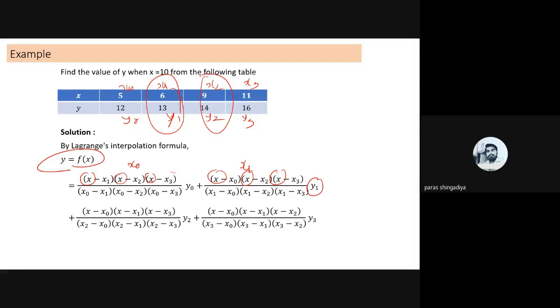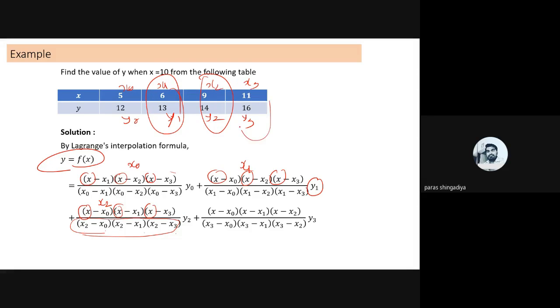Third term, that is for x2, y2. So skip x2 in the numerator, and subtract the remaining three values x0, x1, x3 from x. So it will be x minus x0, x minus x1, x minus x3, and for the denominator, now use x2 in place of x. So x2 minus x0, x2 minus x1, x2 minus x3, and write this form in the denominator, and its corresponding value is y2.